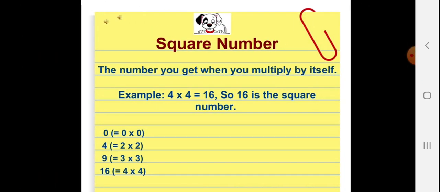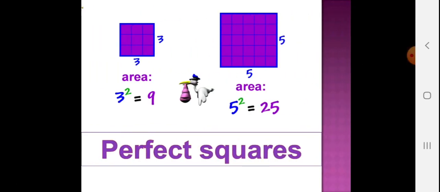Square numbers: the number you get when you multiply a number by itself is a square number. For example, 4 into 4 is 16. So we can say that 16 is the square number of 4. 0 is the square of 0, 4 is the square of 2, 9 is the square of 3, and 16 is the square of 4.